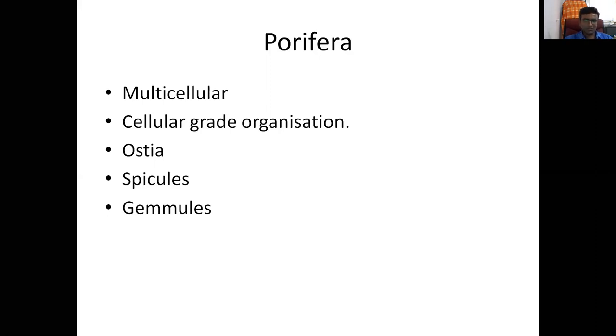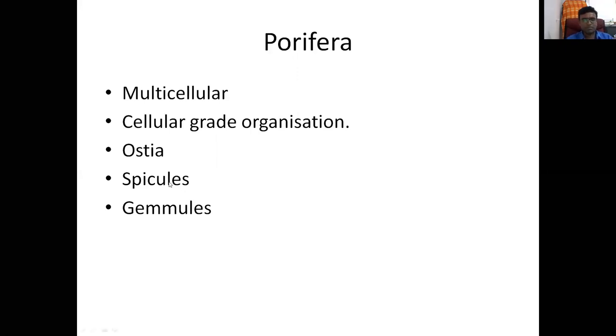So in case of protozoan, there is a single cell performing all the functions. But here you can see there is a different cell to perform different functions, right? And that is why they have cellular grade of organization. What are the pores on the body of the sponges named as? They are known as the ostia, right?